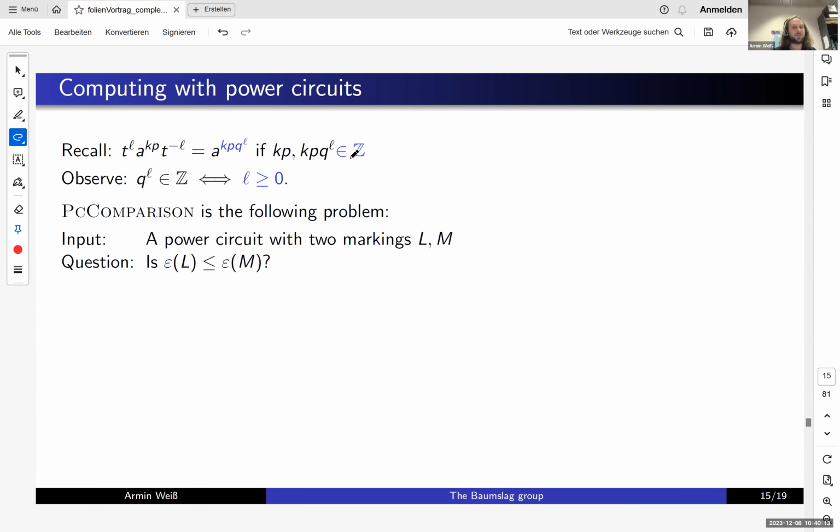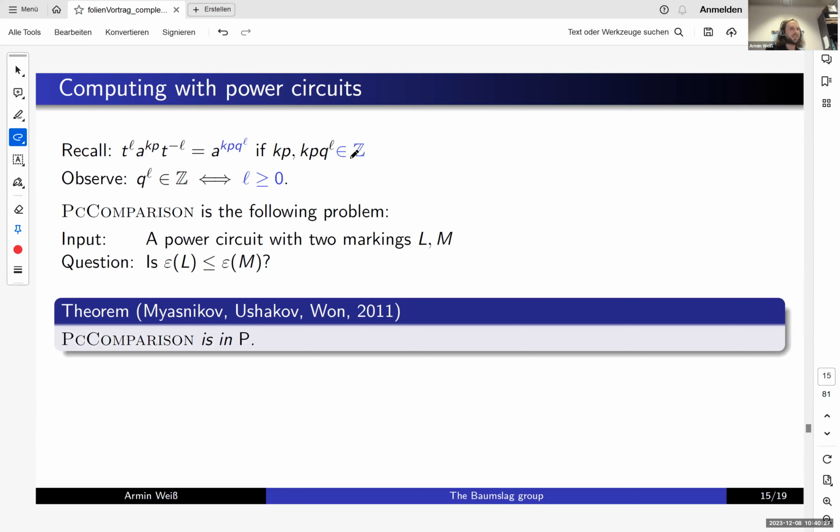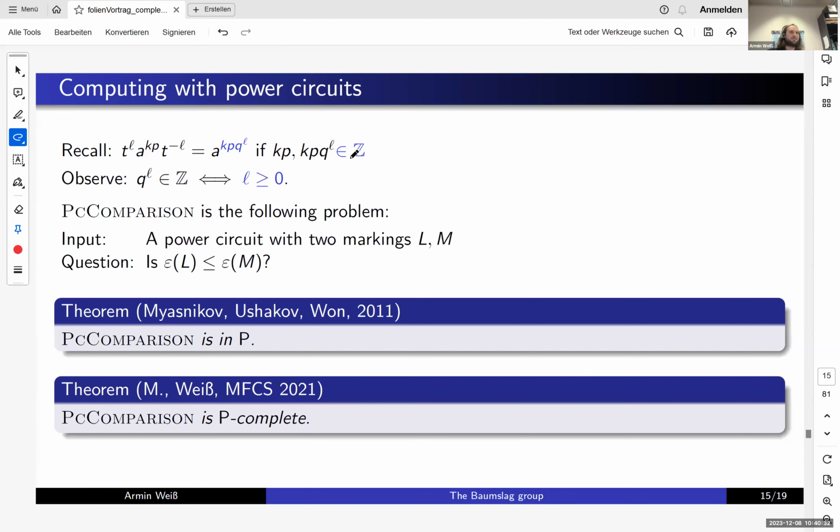So we need to solve the power circuit comparison problem. I give two markings and I want to know whether one is less than the other. Actually, one could be 0, so we just want to know whether one is less than 0. The good thing is that we can solve this in polynomial time. The really bad thing is that this problem is P-complete, which means we don't believe it's doable in parallel. So if we just follow this algorithm, the Britton reduction, and use the power circuit compression, we have to solve this P-complete problem, and we are stuck. We cannot do it in parallel.